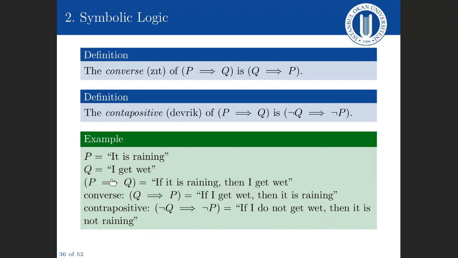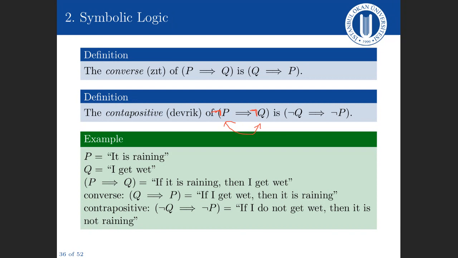The converse of P implies Q is Q implies P. If anybody says converse to you, it means switch the positions of P and Q. There's a similar word, contrapositive. The contrapositive of P implies Q is not Q implies not P. So this time we're not only switching positions of P and Q, but we also are putting not in front of them.